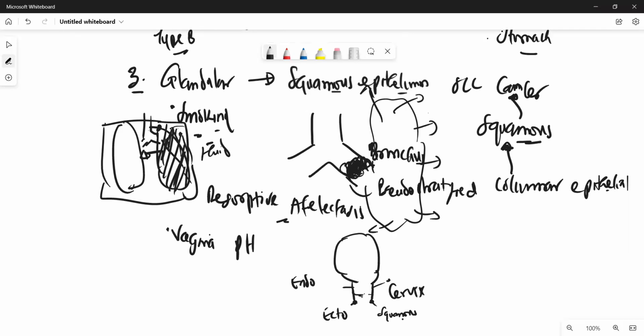So if this endocervix is exposed to the vaginal pH, of course, that will expose it to a lot of stress, and that will make the glandular epithelium in the endocervix become squamous, right? So the endocervical mucus-secreting cell can now become what? Can now become a squamous cell.